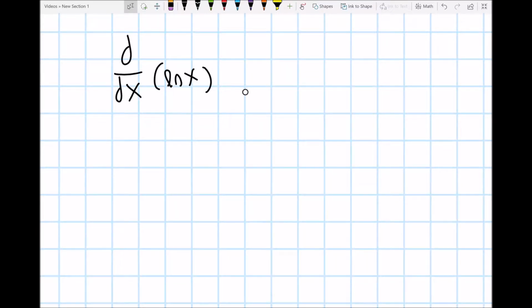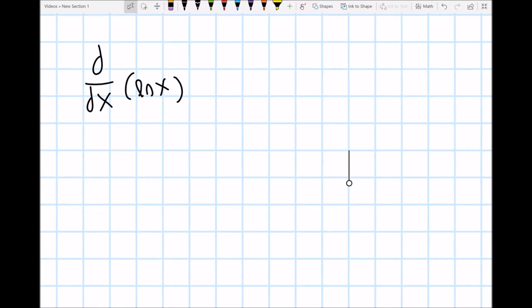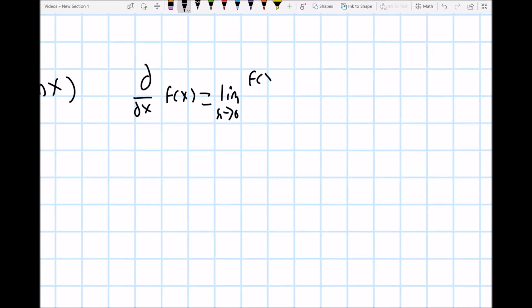Hey guys, and today I'm going to show you how easy it is to find the derivative of ln x using the definition of a derivative. So what is the definition of the derivative? The derivative of f of x is equal to the limit as h approaches 0 of f of x plus h minus f of x, and all that divided by h.